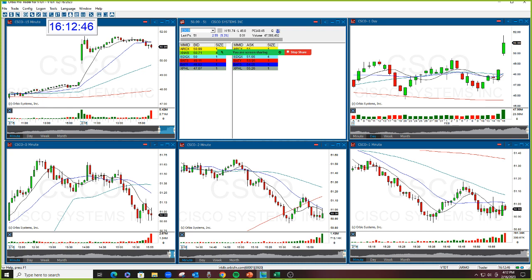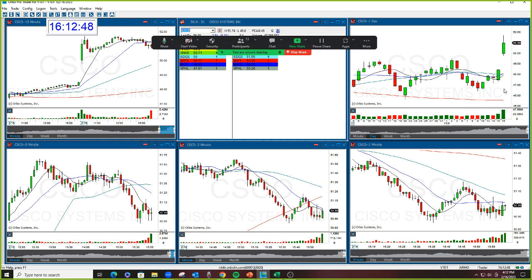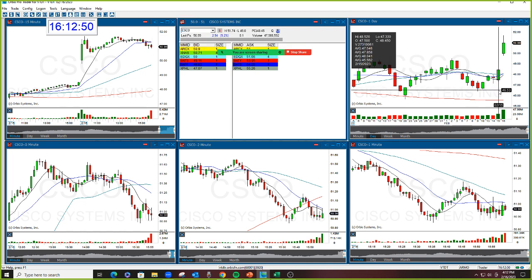But anyways, let's just go over again what a gap is here briefly. The close on yesterday was 48.45, and Cisco gapped up today and opened at 49.99. It ran up, had a nice move, a good move. Didn't catch it out of the gate, and it went okay. Now, again, Cisco is a market stock.